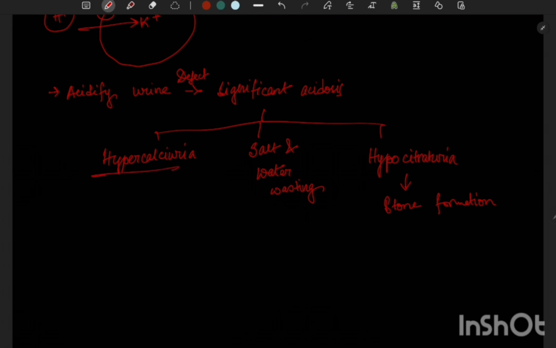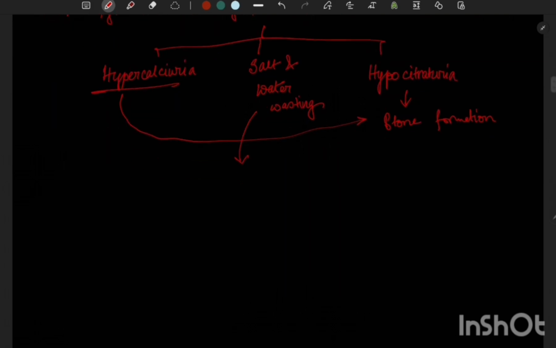This hypercalciuria is also predisposing to stone formation, and there is calcium reabsorption from the bones. This will also cause stone formation. Due to this salt and water wasting, there will be secondary RAS activation or secondary hyperaldosteronism, which will again cause hypokalemia.